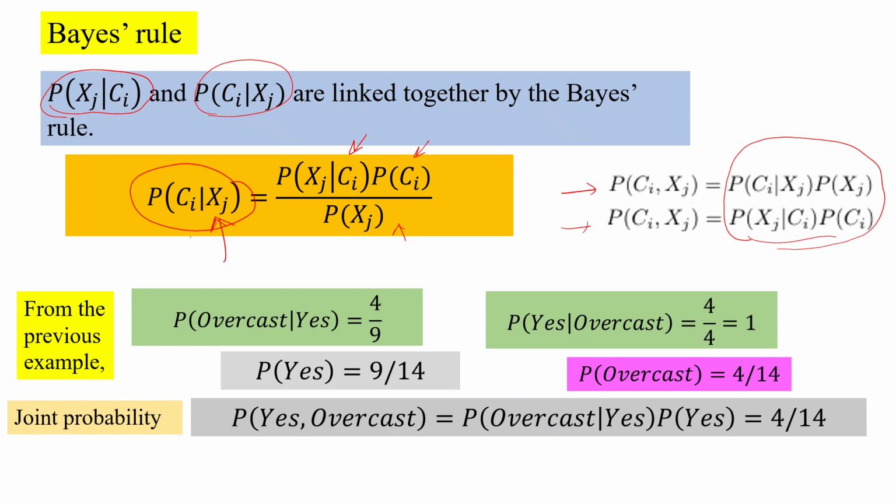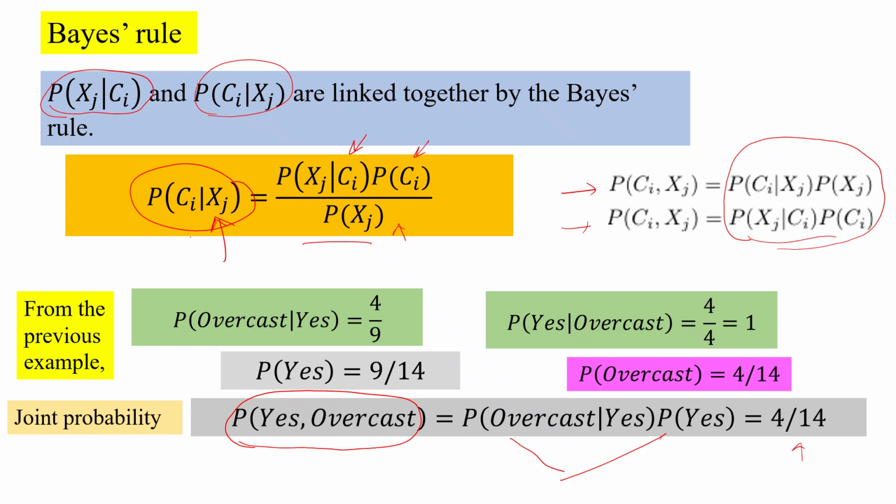Okay, in logistic regression we saw that we were trying to learn the probability of occurrence of an object in class C. Now we have this Bayes rule. From the previous example, we saw that overcast yes is 4 by 9, yes overcast is 1, and so on. So this joint probability P(yes, overcast) is equal to P(overcast given yes) into P(yes), because the other one is 0. We just multiply these two values.